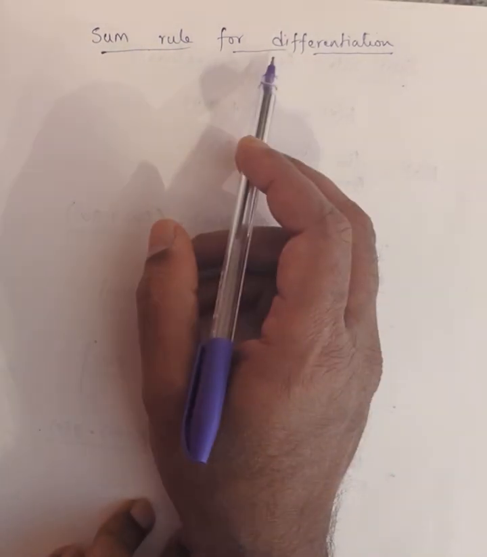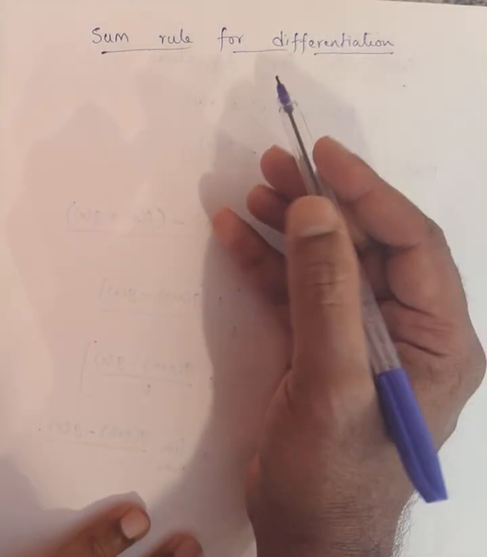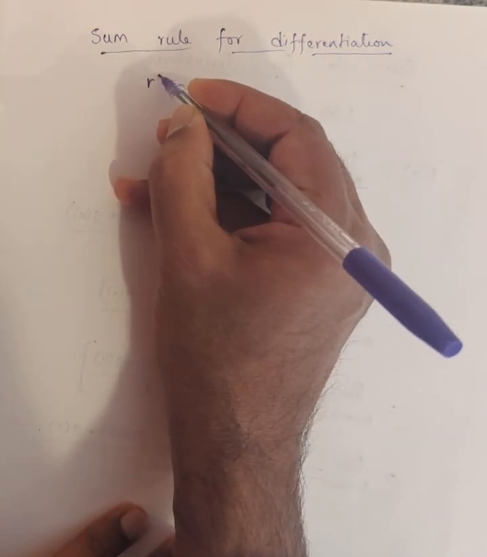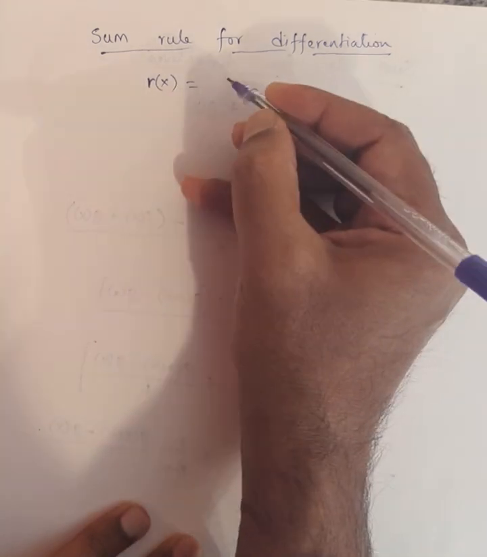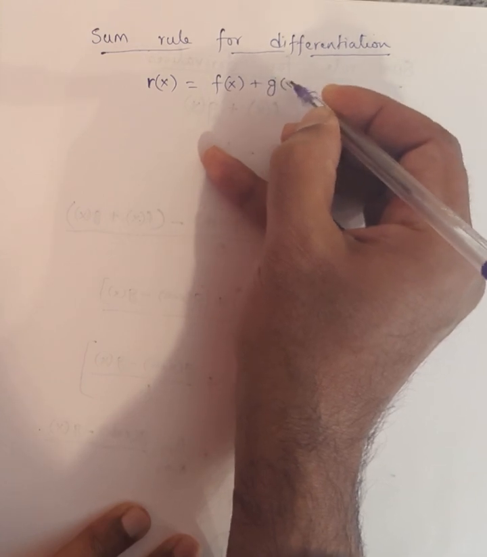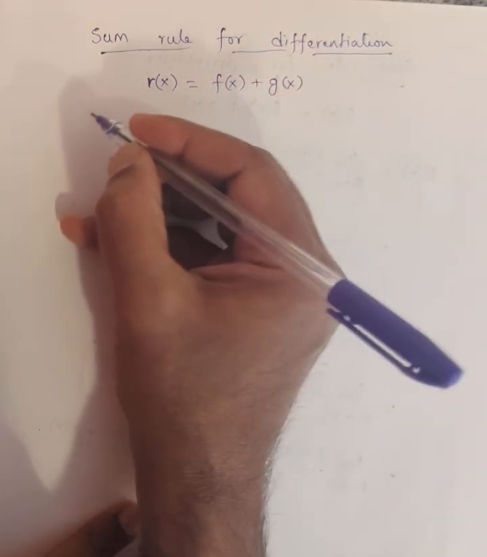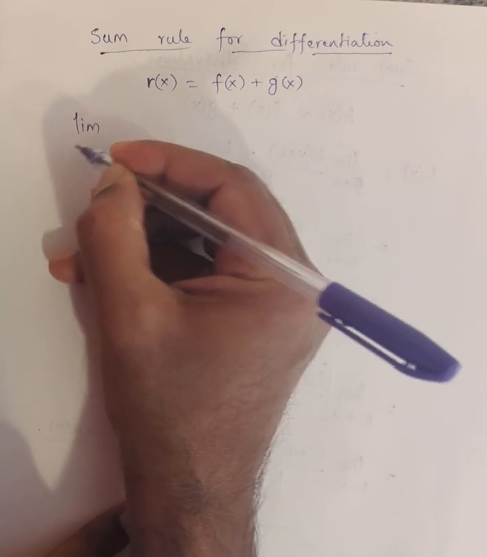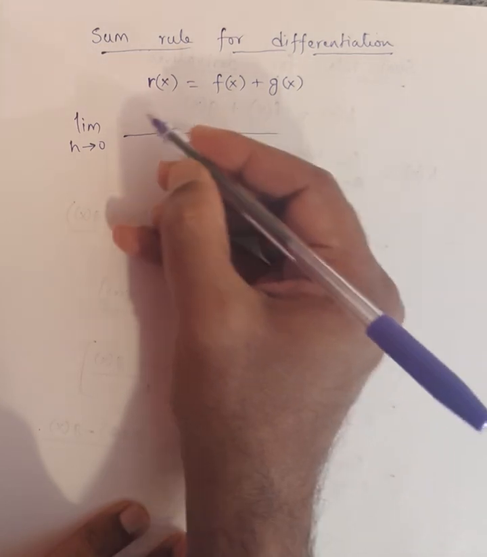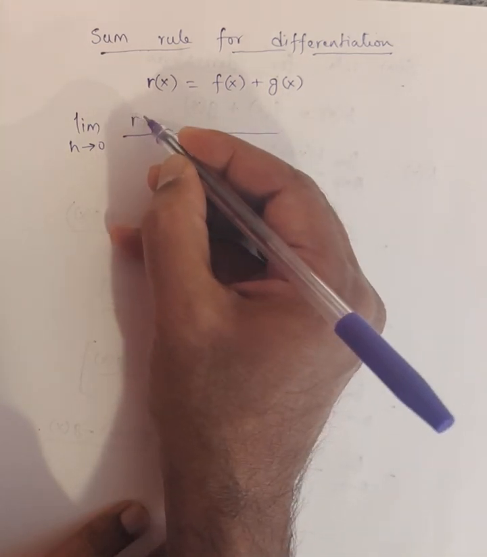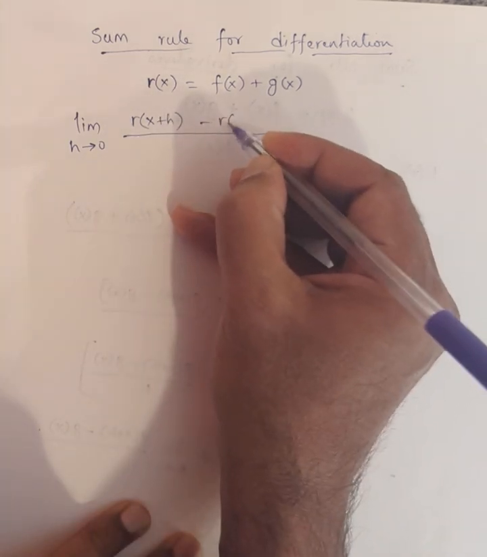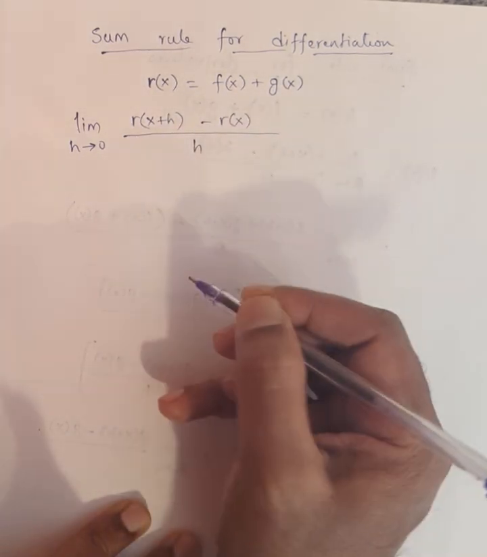We will find a rule to differentiate a sum of two functions. So let's say a function is denoted by r of x, and this is really the sum of f of x and g of x. So we want to find the derivative of r. By definition, that's going to be the limit as h approaches 0 of the fraction r of x plus h minus r of x divided by h.